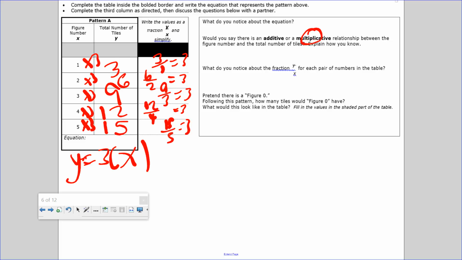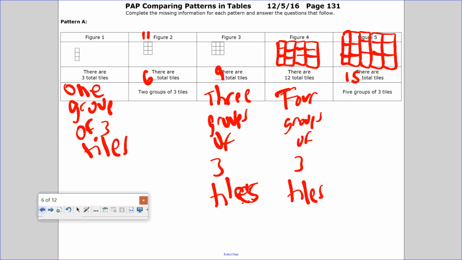So what do you know about this? To find the relationship between the figure number and the number of tiles, I have to multiply by 3. If you look at the fraction y divided by x, you get 3, 3, 3. So that's what I noticed: to find a relationship, you could do y divided by x. And pretend there is a figure 0.